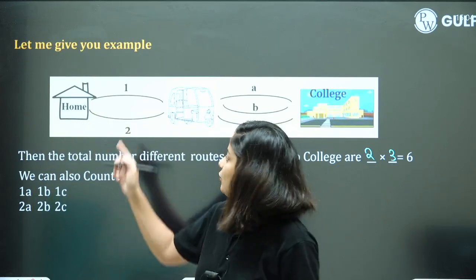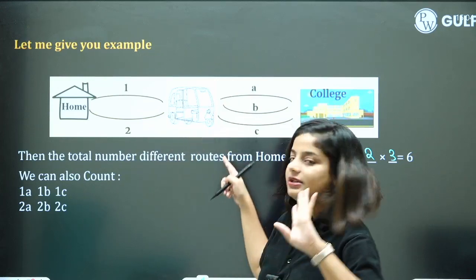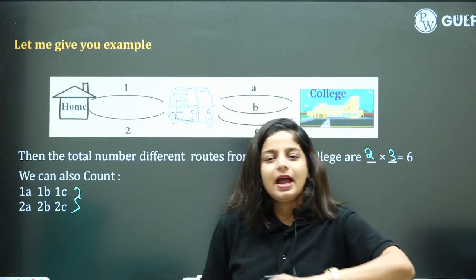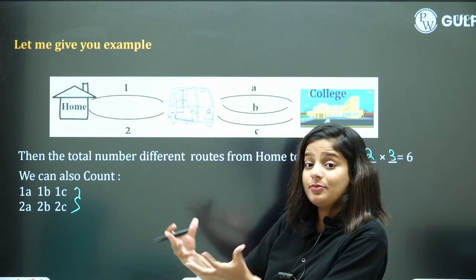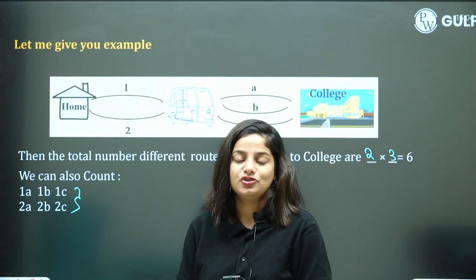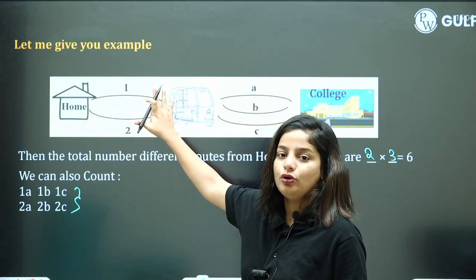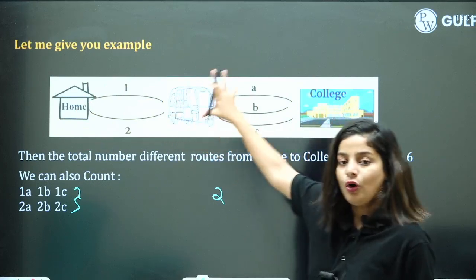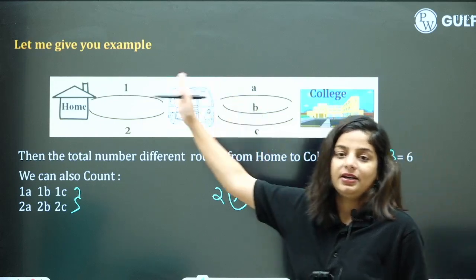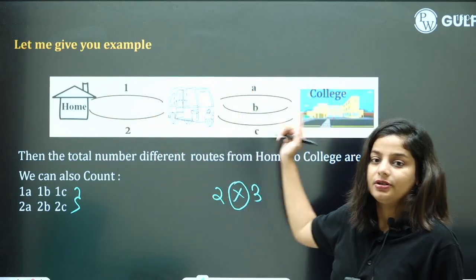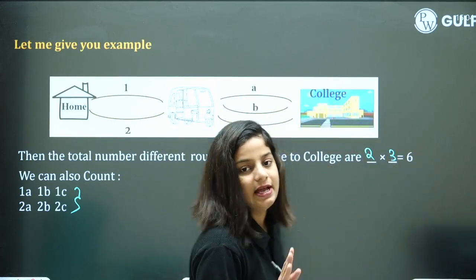If you want, you can also count 1A, 1B, 1C, 3 ways, and 2A, 2B, 2C, another 3 ways. So total 6 ways. Every time it's not possible for us to count manually, and that's why the fundamental principle of multiplication comes into the picture. Simply multiply the two events. Event 1, home to auto, can occur in 2 ways. Event 2, auto to college, can occur in 3 ways. I want to know in how many ways home to college, and since the two events are dependent and happen simultaneously, 6 ways is the answer.